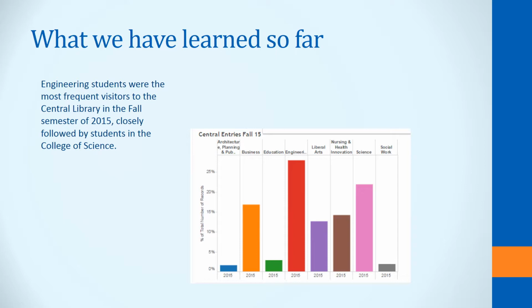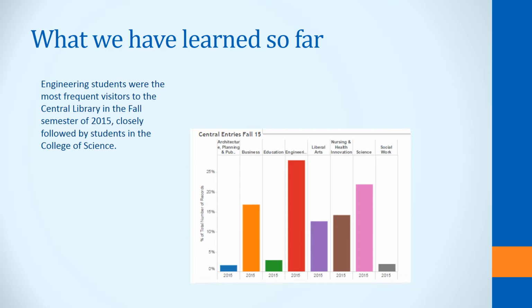So as we began to look at the data from Mav Express and linking that to the student data view, we were able to see that students who were in a major from the College of Engineering accessed the Central Library more than any other student group.